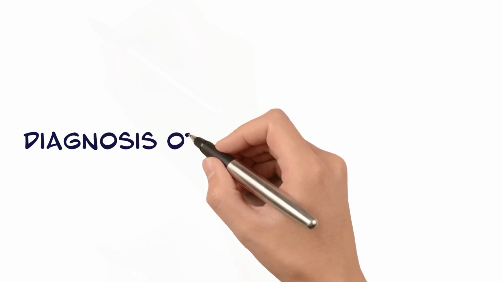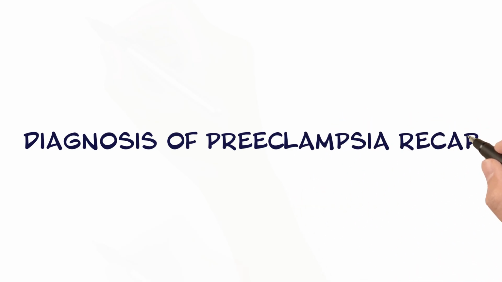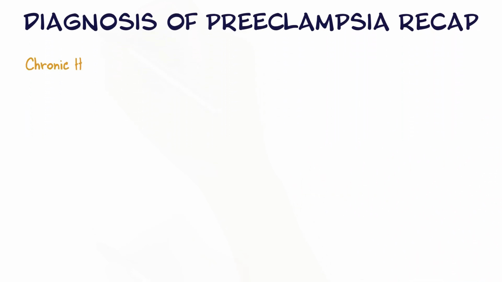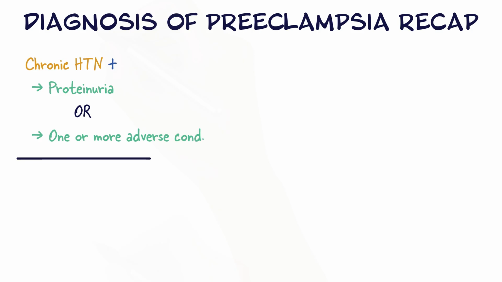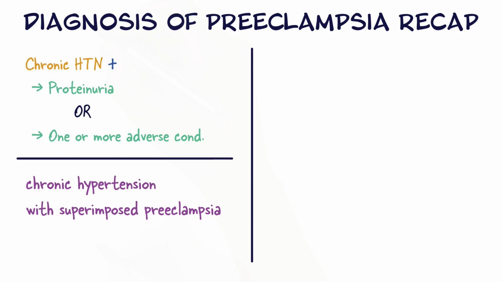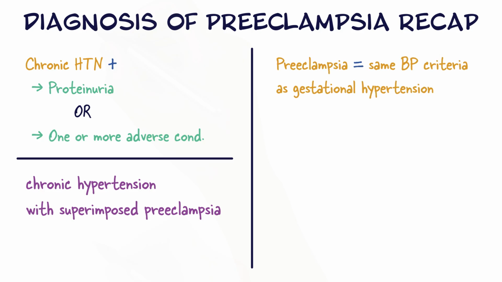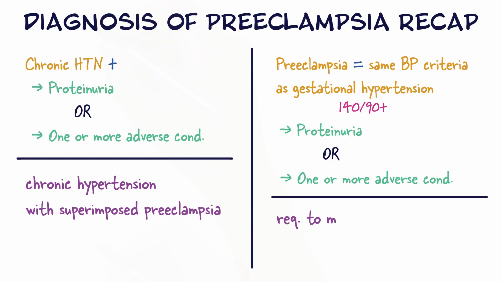Here is a quick recap on the diagnosis of preeclampsia. When chronic hypertension is accompanied by new or worsening proteinuria or one or more adverse conditions, it is defined as chronic hypertension with superimposed preeclampsia. Preeclampsia has the same blood pressure criteria as gestational hypertension, with a systolic of 140 or higher or a diastolic of 90 or higher. However, proteinuria or one or more adverse conditions are required to make the diagnosis.